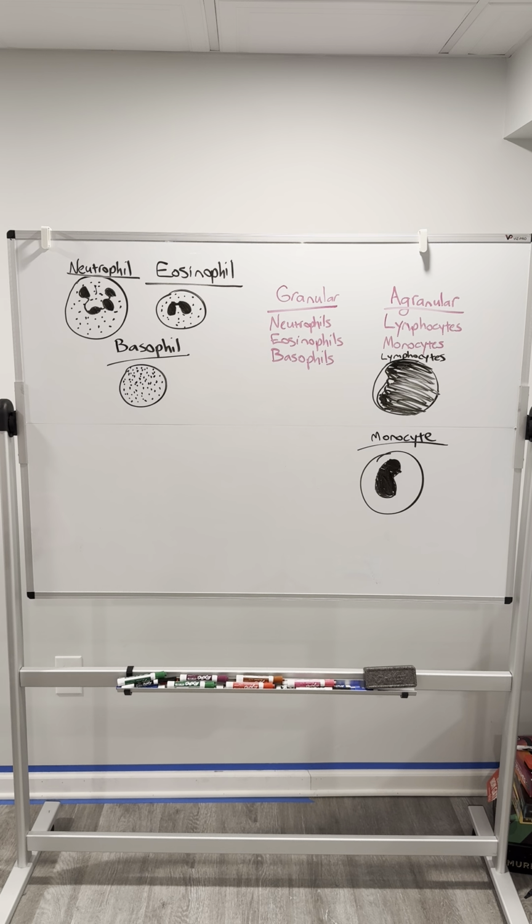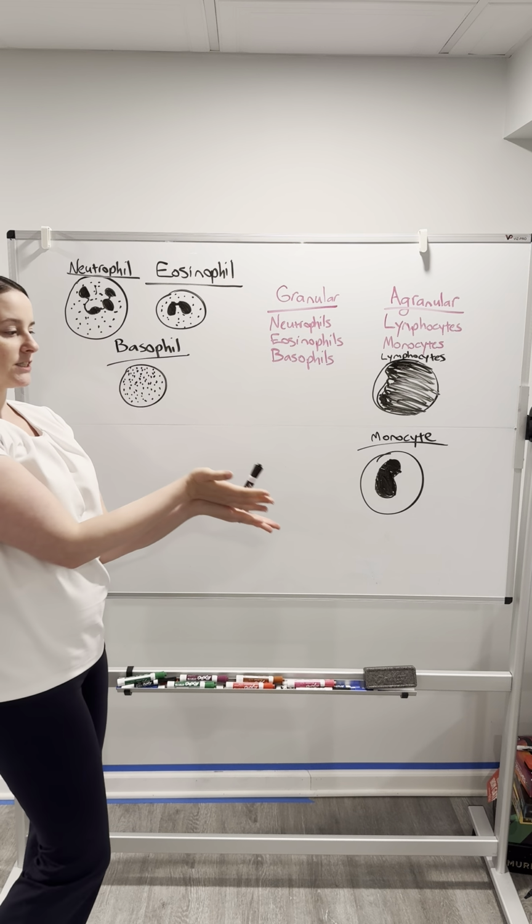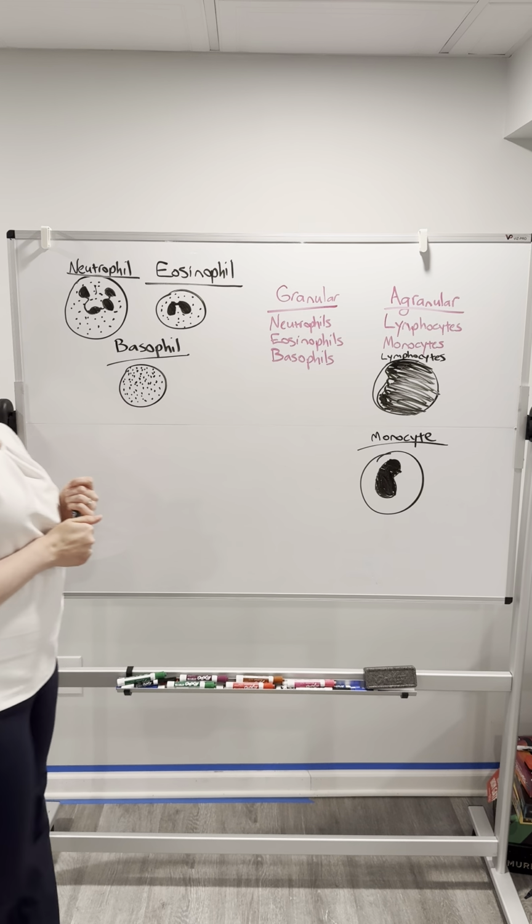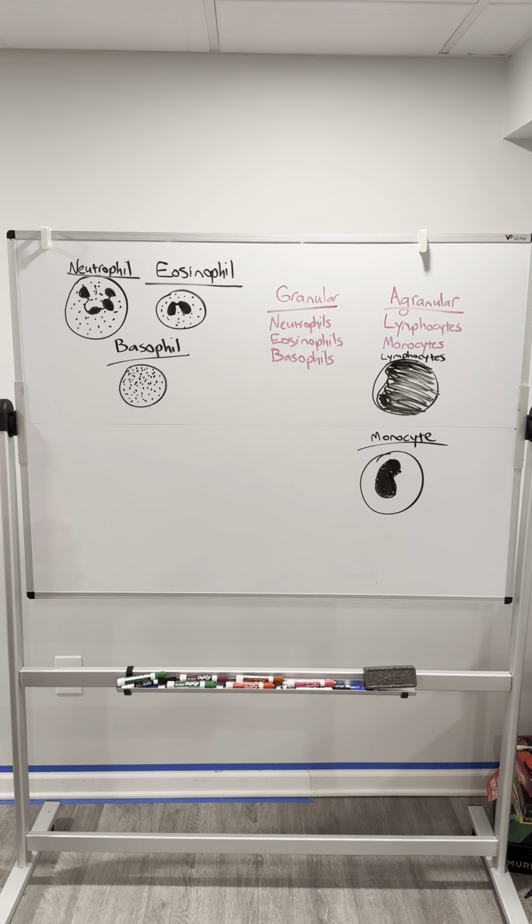Okay, and they can present antigens to T cells. So they can say, here, I found this for you, right? And show that antigen, which is a protein embedded into something, so like a virus or a bacteria, okay? And it tells the T cell to fight it off, okay?